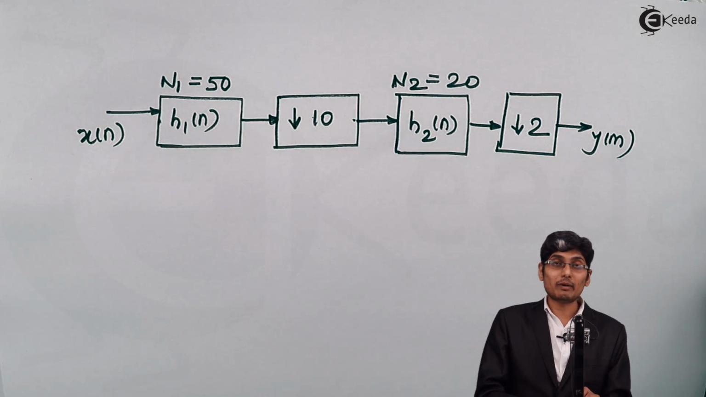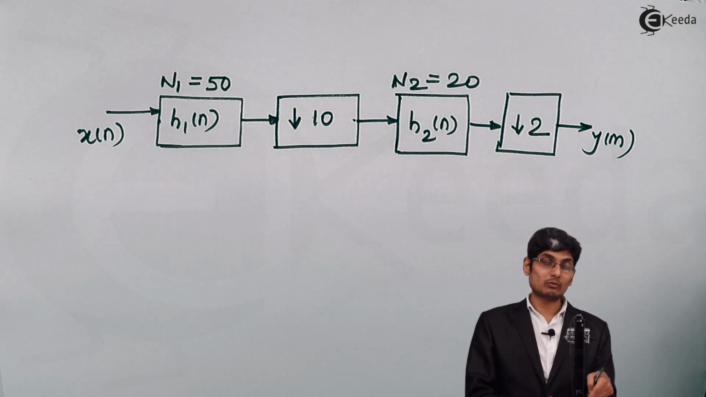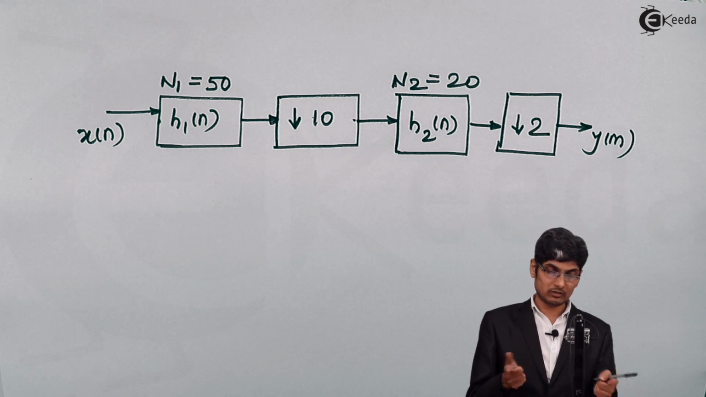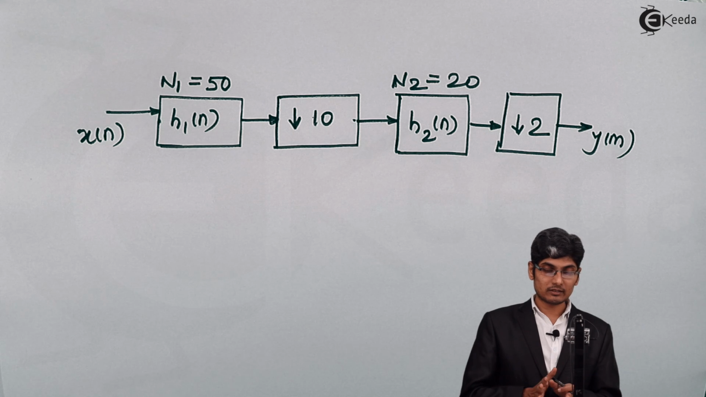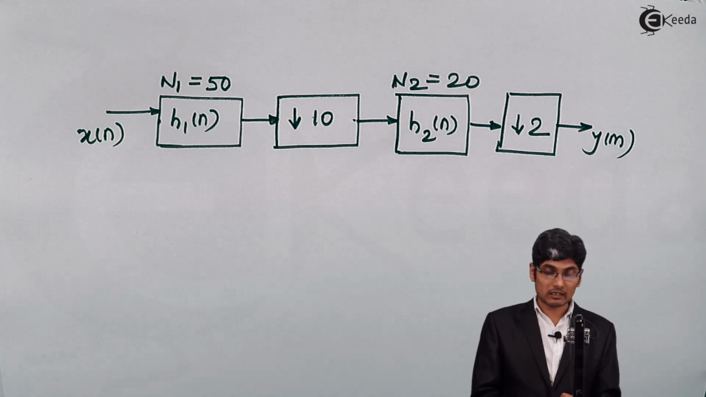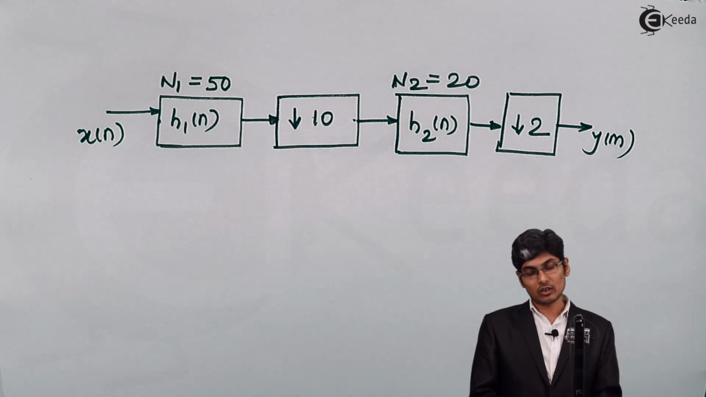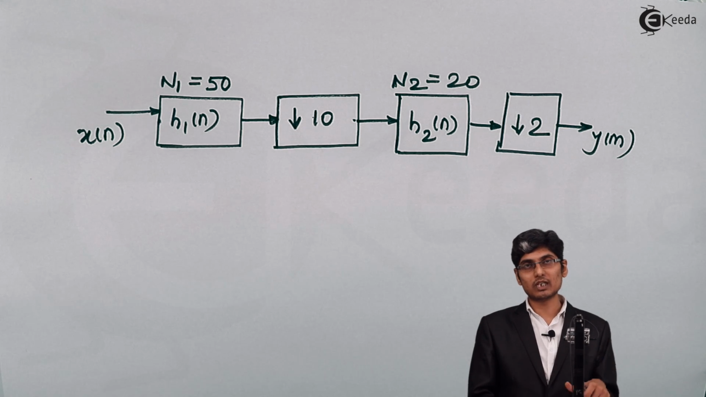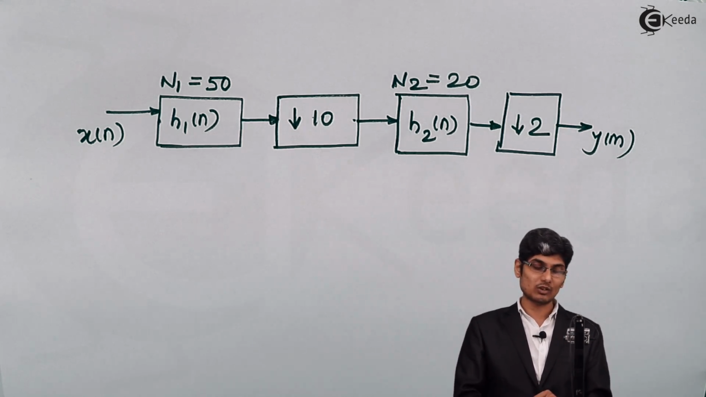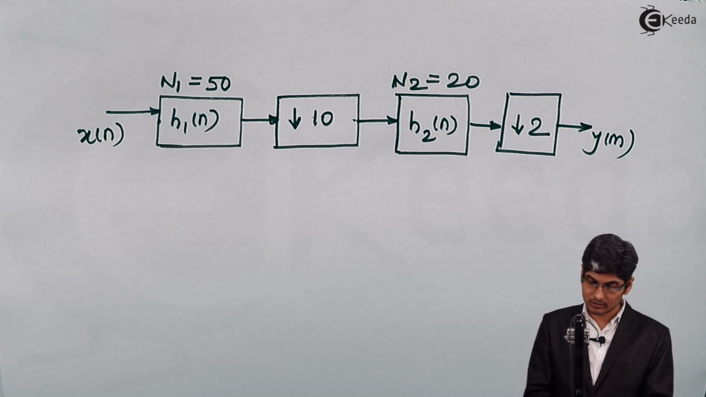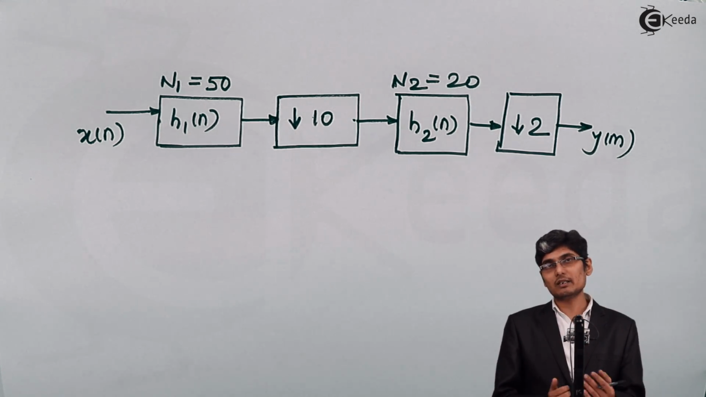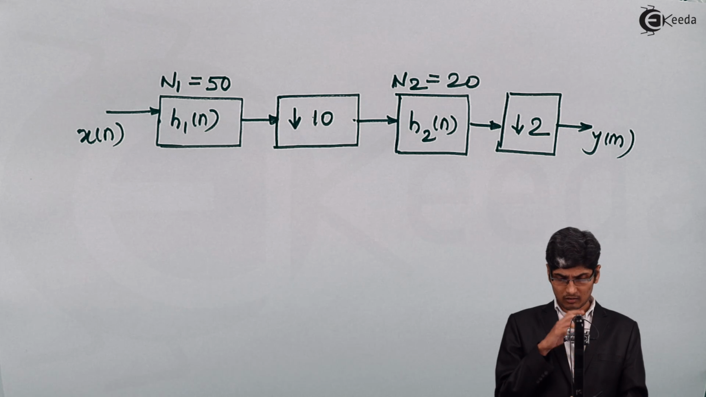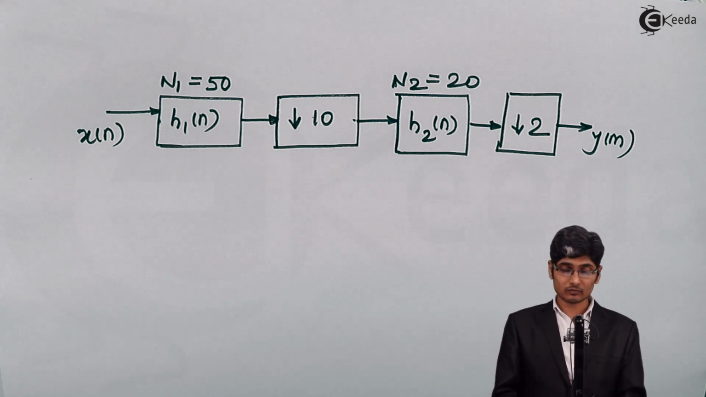Now it is not mandatory that you first do the ratio by 10 and then by 2. You can interchange the positions of 10 and 2. That's really easy. It's not mandatory that you first put the higher values and then go to the lower values. You can interchange the positions because it's a cascade configuration. It is ultimately giving you the same rate of decrease.